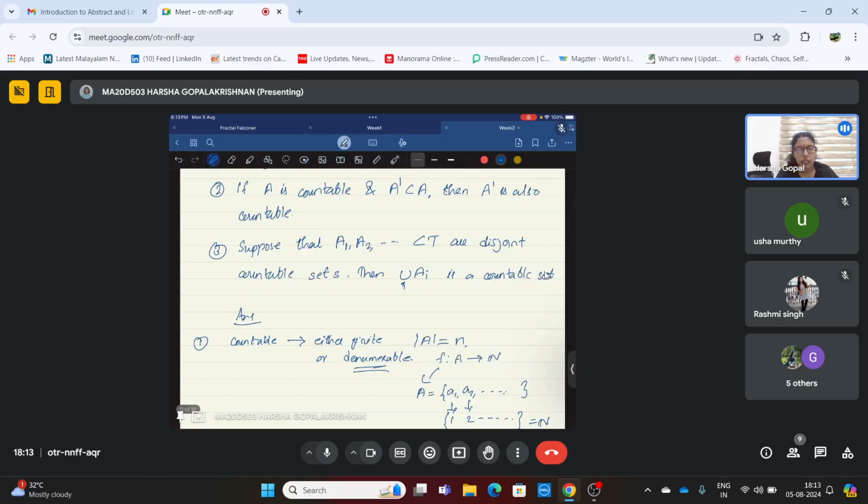Okay, now the third option is, suppose A1, A2, etc. are all subsets of T, and these are all disjoint countable sets. Disjoint means if I take the intersection of A1 and A2, there is no element. A1 intersection A2 will be empty. These are all separate sets, all subsets of T. Then the question is whether the union of the Ai is a countable set or not.